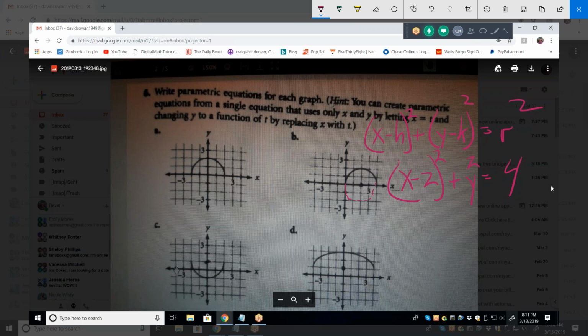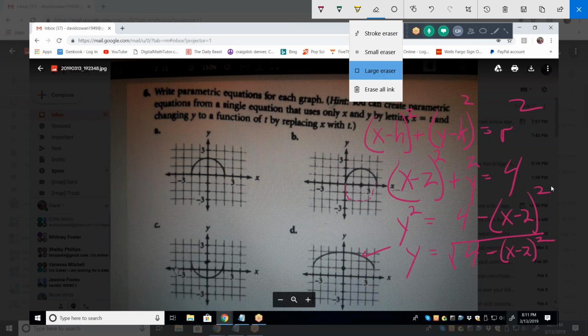I'm going to take that stuff over to the other side, so I get y squared equals 4 minus the quantity (x minus 2) squared. I'm going to take the square root of both sides, and since I'm only dealing with the upper half of the circle, I'm only going to use the positive square root. Now, do I want to expand that? I'm not excited about it. I can leave it like that. And so I have my equation for the upper half of this circle.